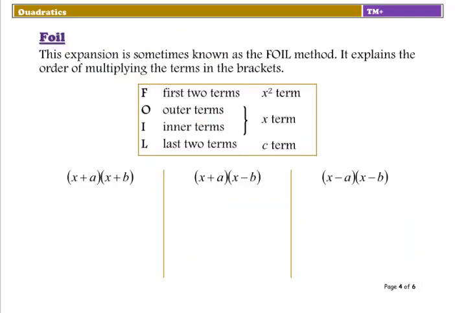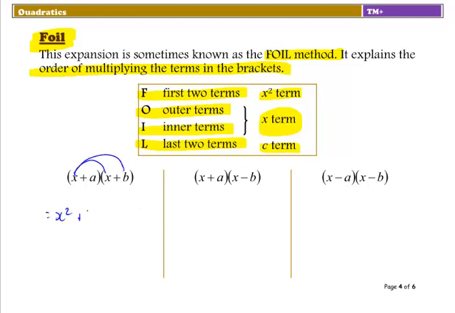Another method of expansion is what we call the FOIL method. This expansion, which is known as the FOIL method, explains the order of multiplying the terms in the brackets. So FOIL is first two terms, which is my x squared term, O is the outer terms, I is the inner terms, that both gives the x term, and L is the last terms, which is the c term. So what we're doing is x times x is x squared, x times b is bx, then a times x is ax, a times b is ab.